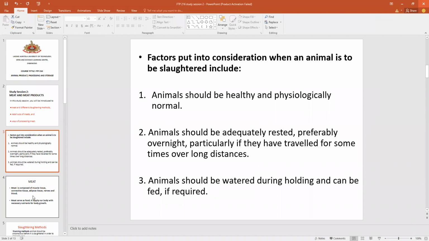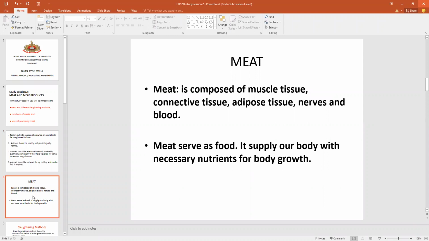Okay. So what do you understand by meat? Meat is composed of muscle tissue and connective tissue. We have muscle tissue, connective tissue, nerves, and some blood. Basically, meat serves as food, and it supplies our body with necessary nutrients for body growth. When we look at meat composition, you discover that meat is composed mainly of nutrients like protein, minerals, vitamins, and some little fat. Some have fat, some don't. Some are lean meat.